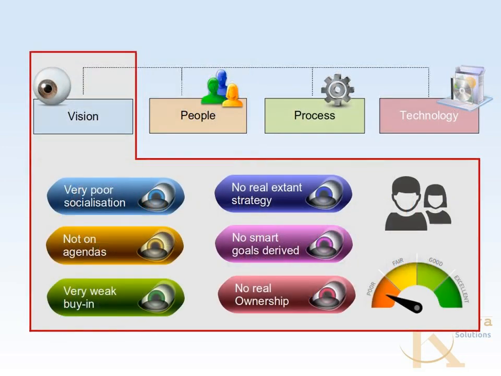In the vision box, we've got very poor socialization of the vision. It really never happened. It's not on anybody's agenda. There's weak buy-in. There's no real strategy. There is a strategy, but it's not a real strategy. It wasn't implemented. There are no smart goals.